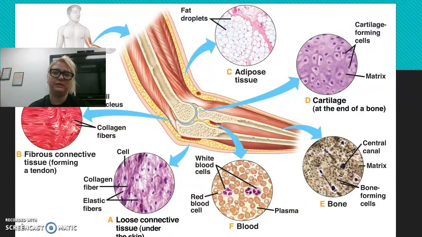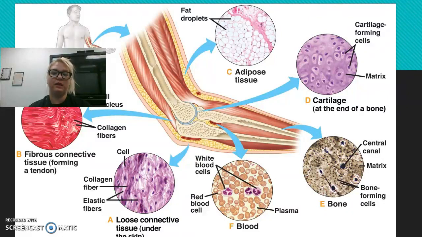Below that is bone. A lot of people don't realize that bone is a connective tissue. How you can tell that it's bone is it's going to have very dark circles. You can see those, they're called central canals. That's actually where blood vessels and nerves run through to help give your bones nutrients.